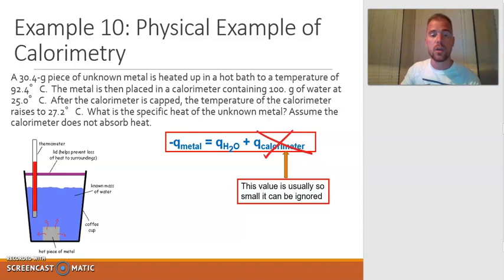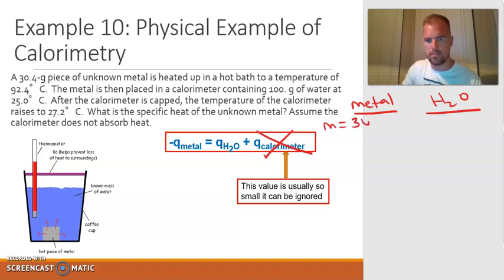Now how is that going to help us? Well, we have a lot of stuff going on here, right? So let me do this. Over here, I'm going to make two columns. I'm going to make one for the metal, and I'm going to make one for the water. We're going to write down what we know about each. All right, so for the metal, I know its mass is 30.4 grams, right? What's the mass of the water? Do I know the mass of the water? Yes, it's 100 grams.